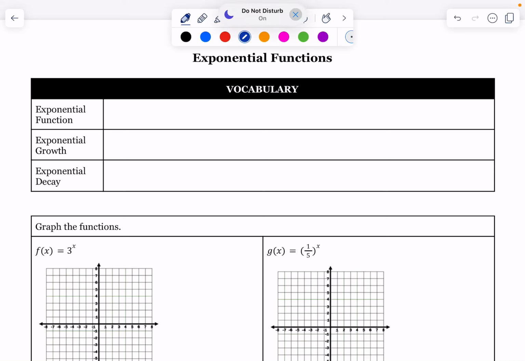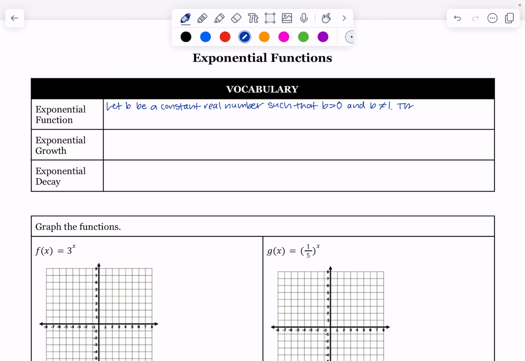This video is over section 9.2, exponential functions. Let's start with some definitions. So for exponential function, let b be a constant real number such that b is greater than 0, and b is not equal to 1.